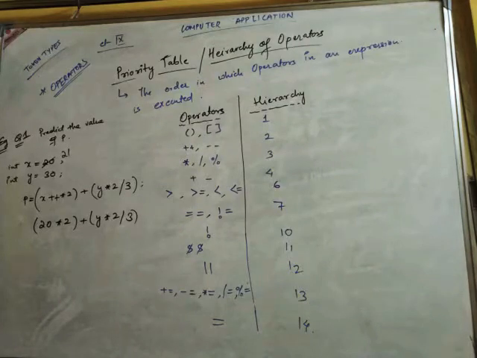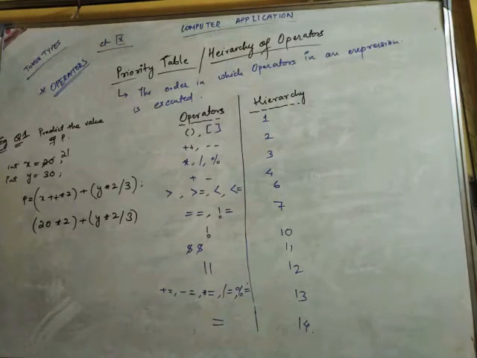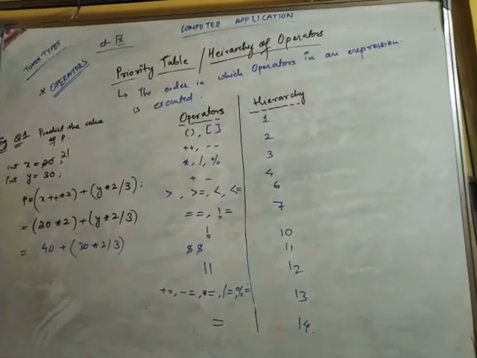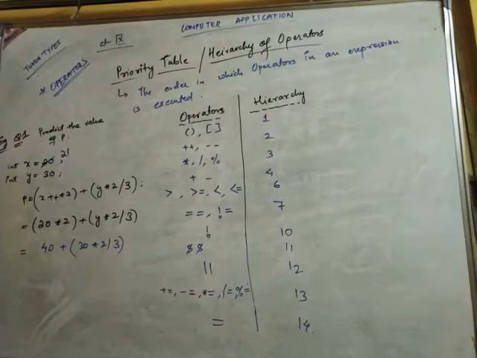Now in the brackets, you can see two brackets; either bracket you can solve, okay? Now 20 into 2 is how much? 40. Plus y, how much? Y is 30. 30 into 2 divided by 3. So we got 40 plus, in the bracket, 30 into 2 divided by 3.